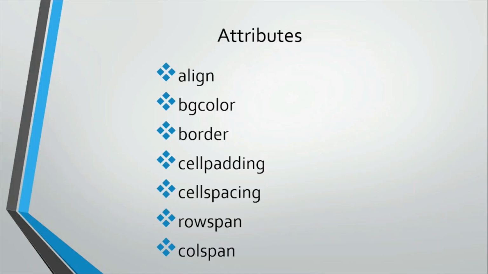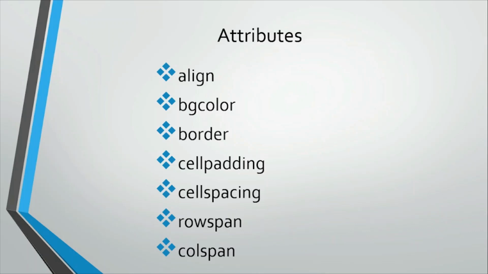Next comes the border. It is used to specify the width of the border in pixels, and the default value is 0 pixels, so no border will be displayed. Then cellspacing specifies the space between the borders of table cells. Its default value is also 0. And cellpadding specifies the space between the content and the border of each cell. This also has a default value of 0.